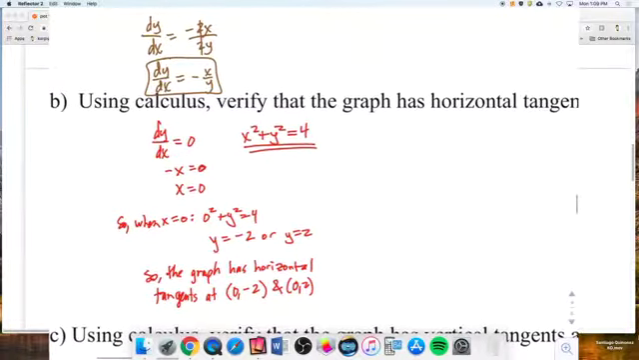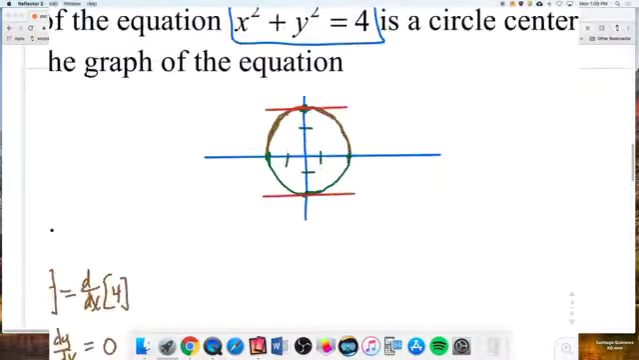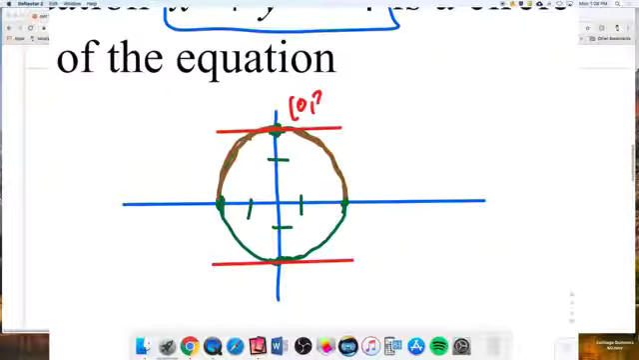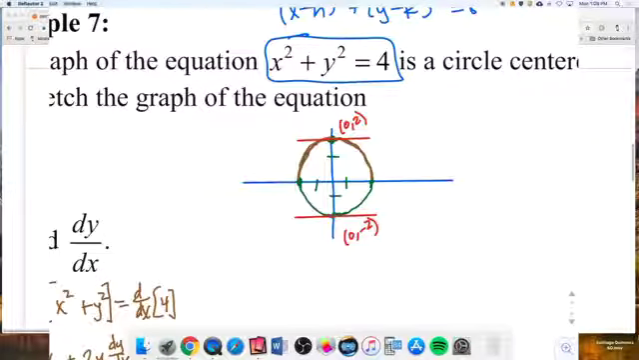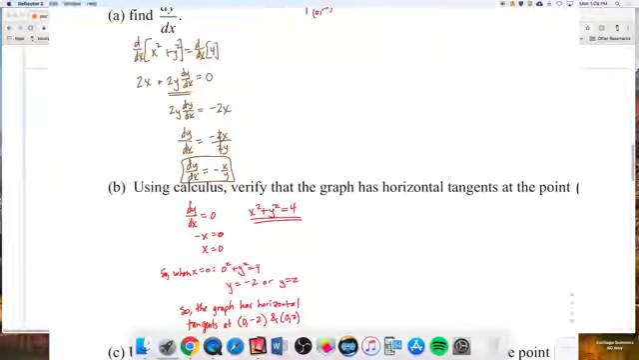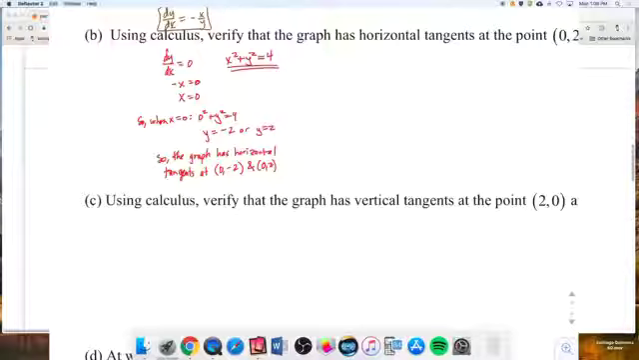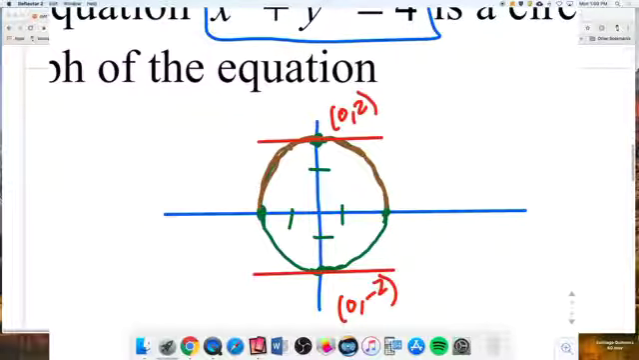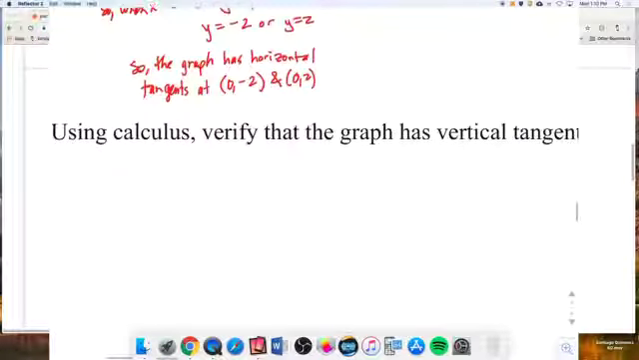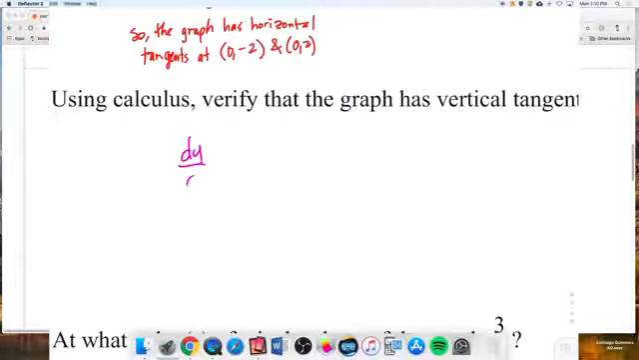And can we verify that? Well, absolutely we can. I'm doing this problem so that you again have faith in the method, so that when we don't know what the graph looks like, you can trust the method. All right, using calculus, verify the graph has vertical tangents. Well, just looking at this, we know it's going to have vertical tangents on the x-axis, which is going to be right there at (-2, 0), and again over here at (2, 0). But let's verify that.